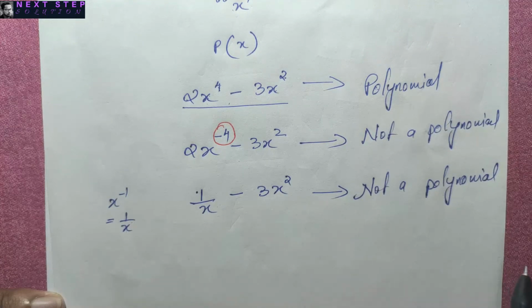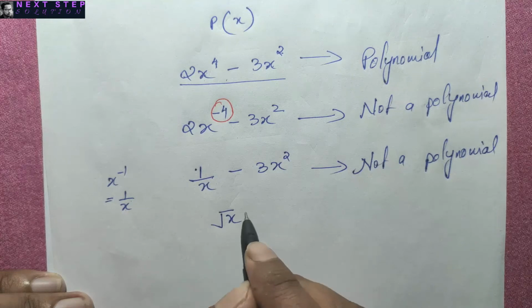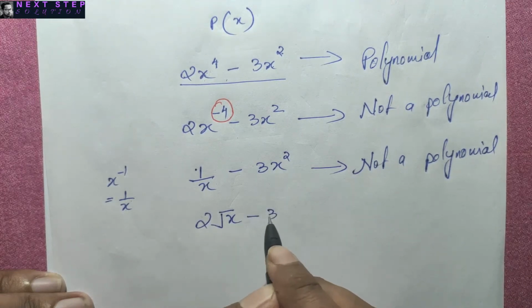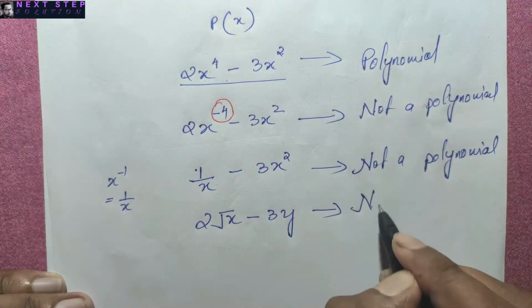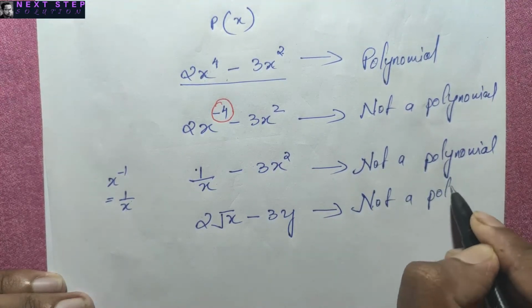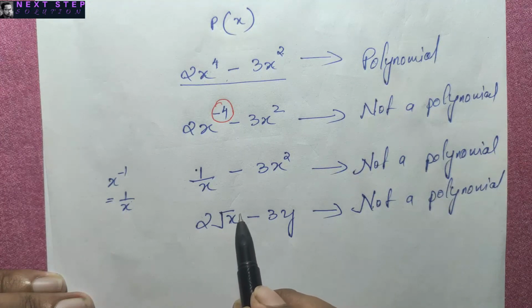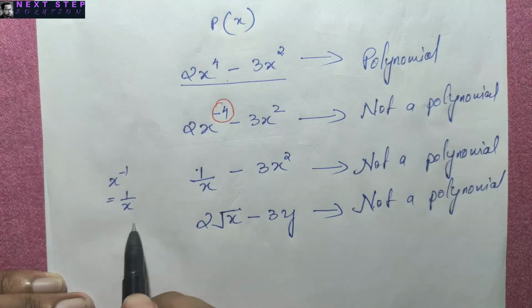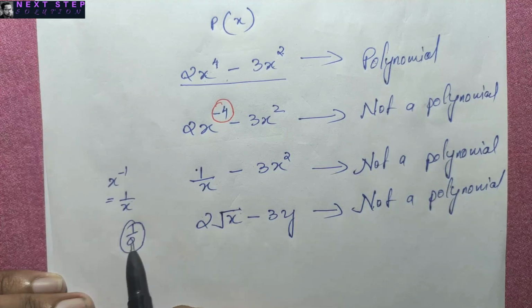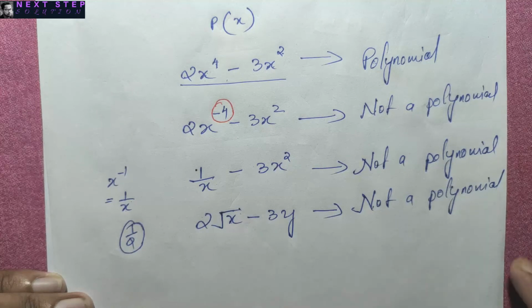Now again, if we have 2 times root x minus 3y, this is also not a polynomial, because the power of this x is not a whole number, it is 1 by 2. So when we have 1 by 2, it is not a whole number, and this x has a power 1 by 2, thus it is not a polynomial.